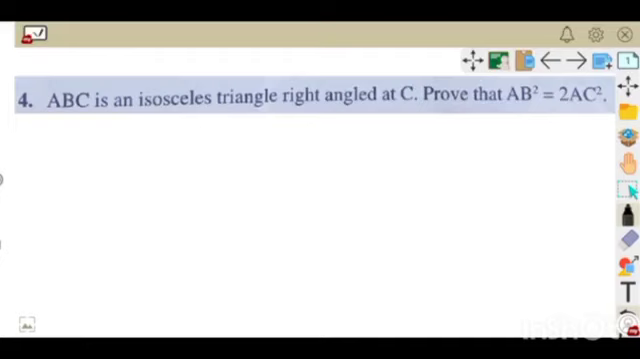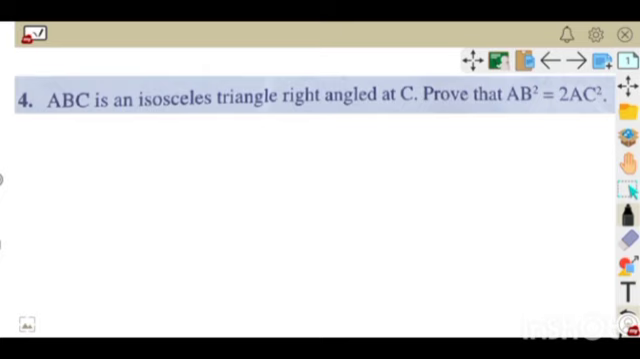Hello everyone, we have question number 4. ABC is an isosceles triangle, right angle at C. So here what we know is ABC is an isosceles triangle. At the same time, one of the angles, the angle C, is 90 degrees. So this ABC is an isosceles right angle triangle.